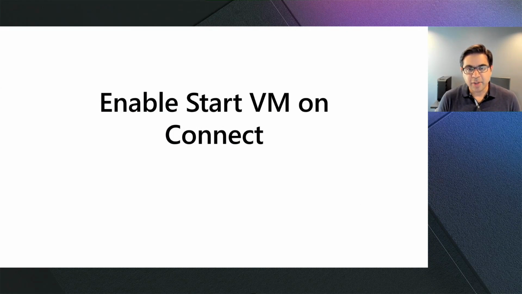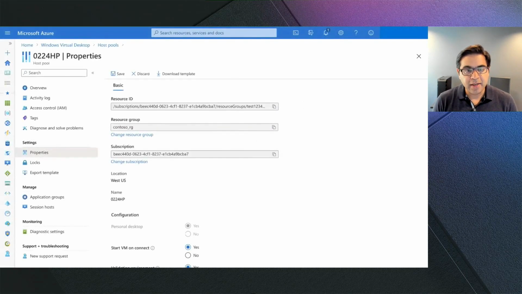And then the last demo I have is a feature we have called Start VM on Connect. And this one is a pretty simple demo. The name kind of says it all. Here, what you can do is apply a property to the host pool where you can cause the host pool to spin up a VM when a user connects to the service.